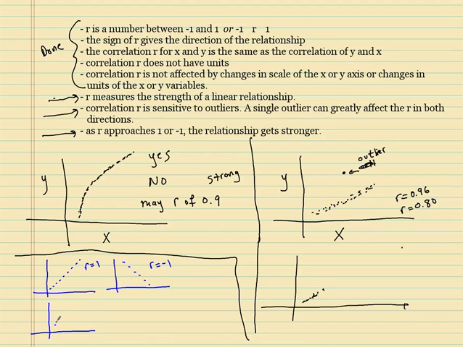So anyways, here's another one. The more compact it is, the closer it is to 1. So this may be 0.95, and this one would be the same thing but negative, maybe -0.95. So what are the ranges?